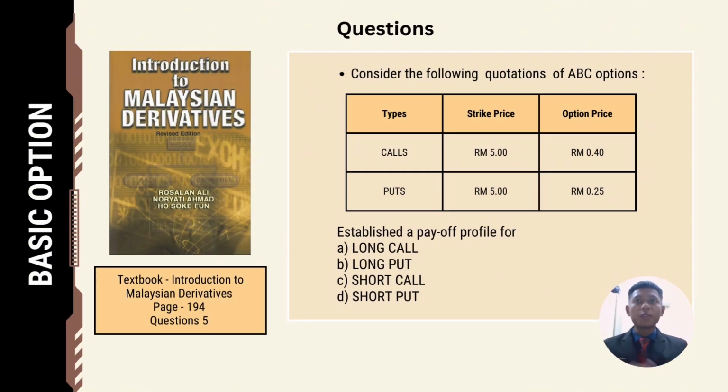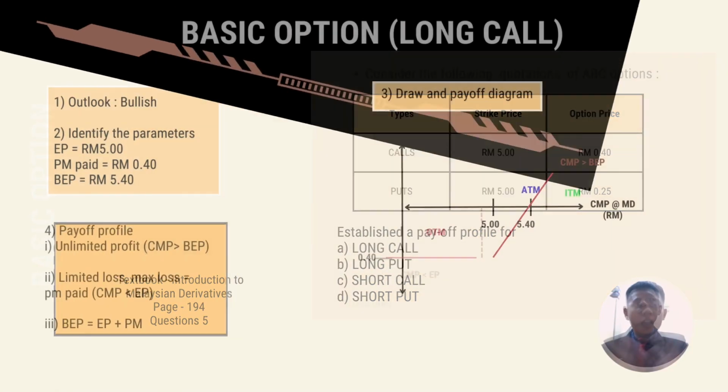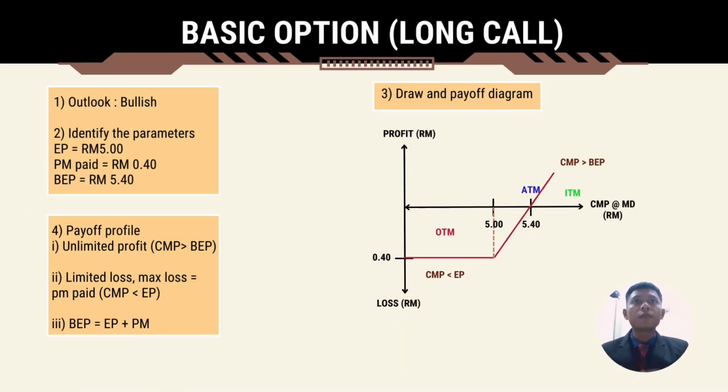The question today is from the textbook Introduction to the Malaysian Derivative, page 194, question number 5. Consider the following quotation of the ABC option, with types of calls and puts. The strike price is 5 ringgit for each type, and the option price is 40 cents for the calls and 25 cents for the puts. The question asks to establish a payoff profile for A, long call, B, long put, C, short call, and D, short put. Now we're going to answer the question for the long call.